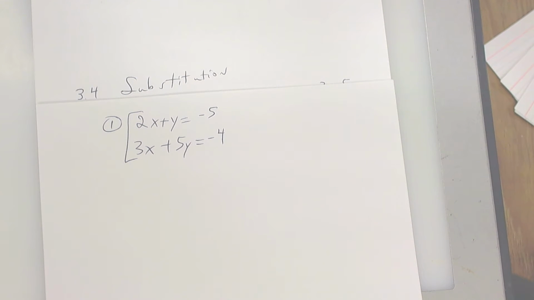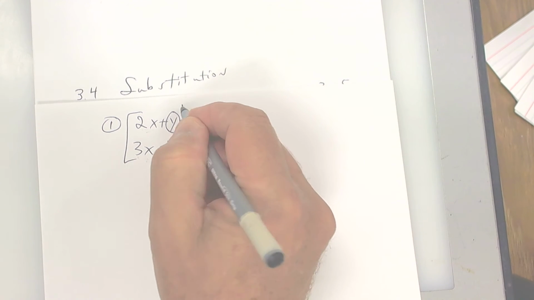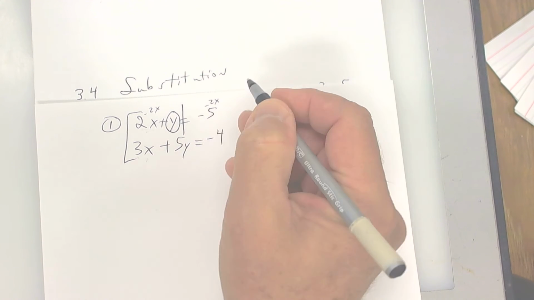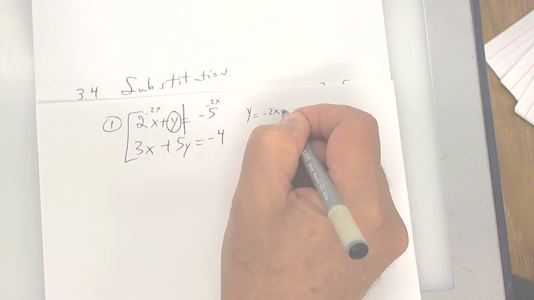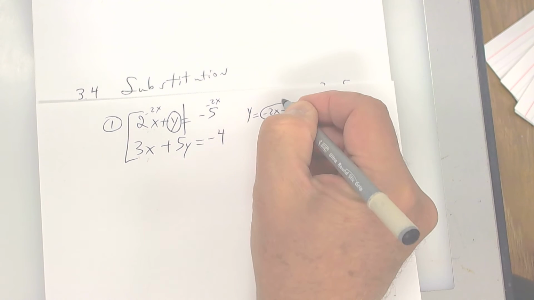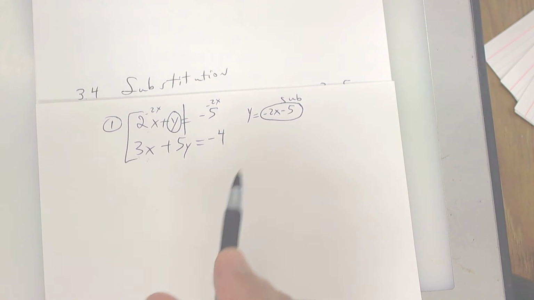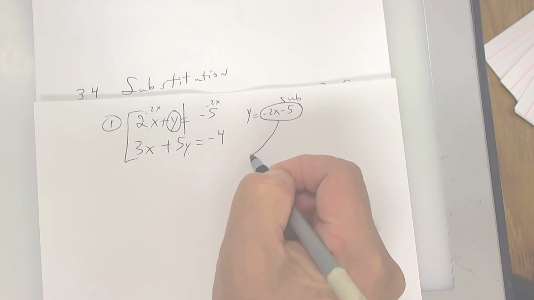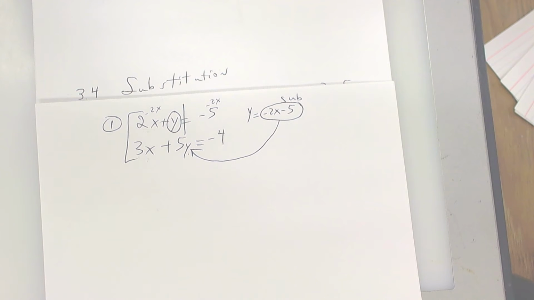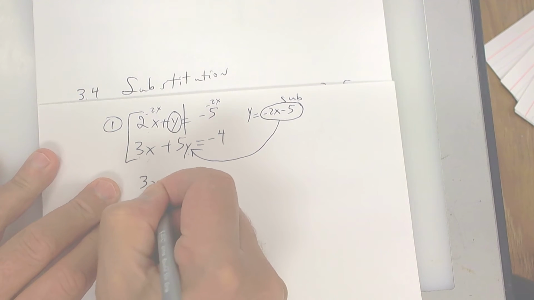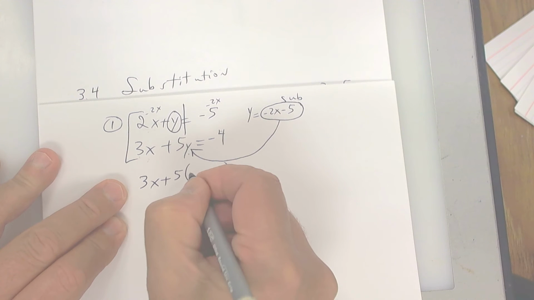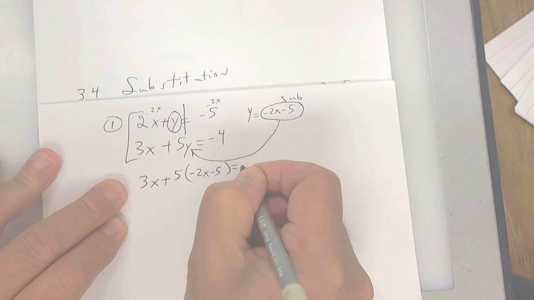So to do substitution, you're looking for a variable by itself. This one has a number, this one has a number, this one has a coefficient, this one has a 1, but this is the one you want. So you want to get y by itself. So you want to subtract 2x from both sides. So you get y equals negative 2x minus 5. Circle this and put substitute. So y and this are equal. So here's a y. So I'm going to take all of this and substitute in place of that y. Hence the word substitution. So I get 3x plus 5 times my substitute is equal to negative 4.